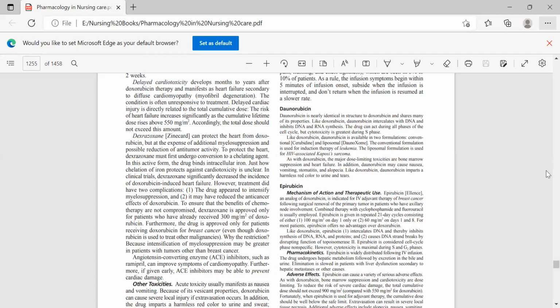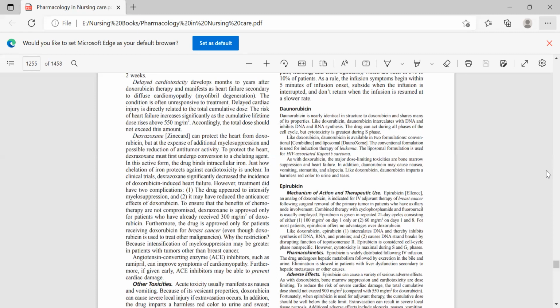So the best option is the ACE inhibitor over dexrazoxane, because the ACE inhibitor does not induce myelosuppression and does not suppress the anti-tumor activity of doxorubicin. So this is the better option.